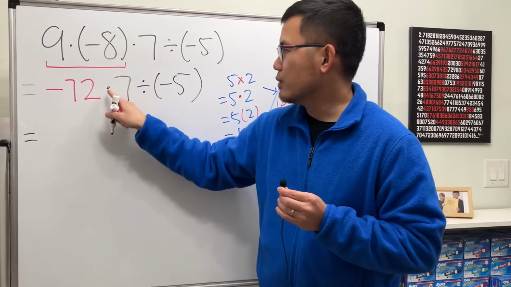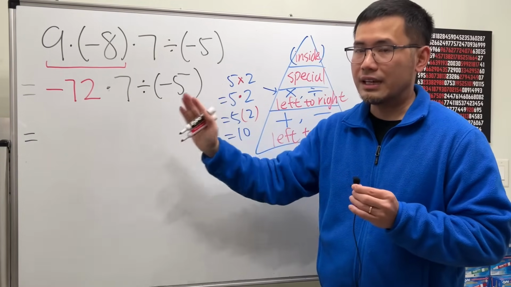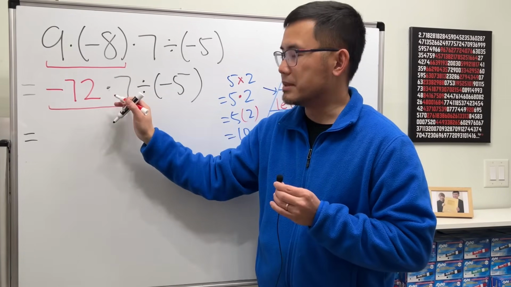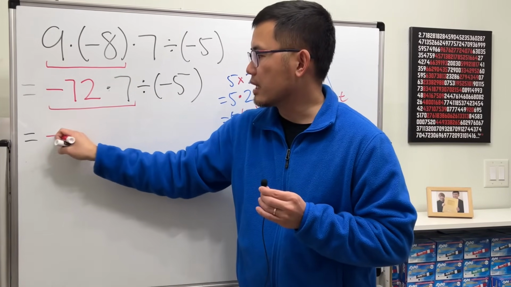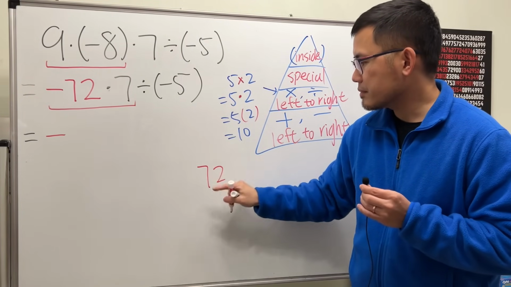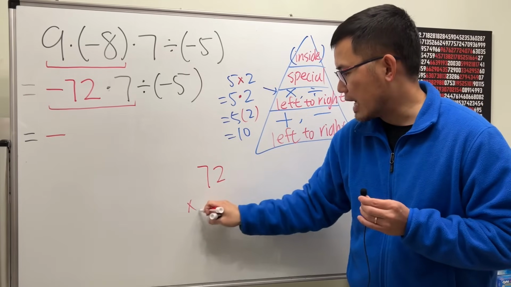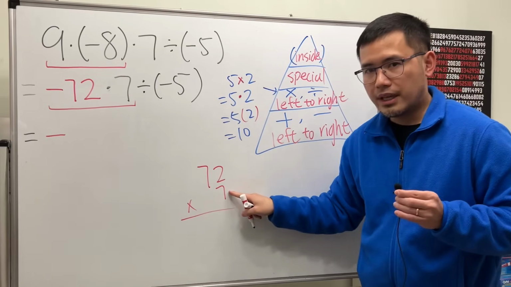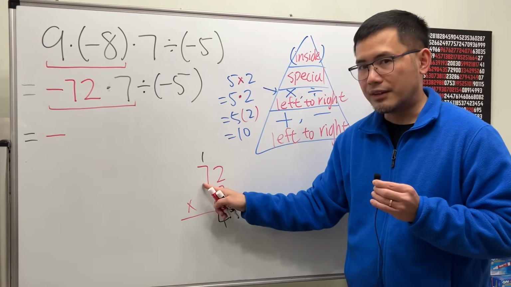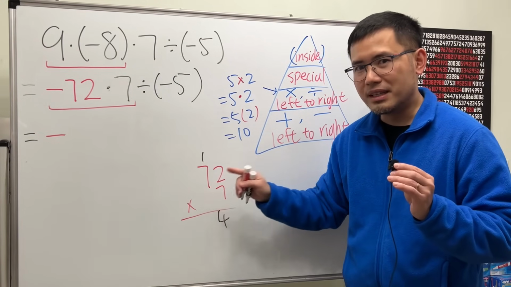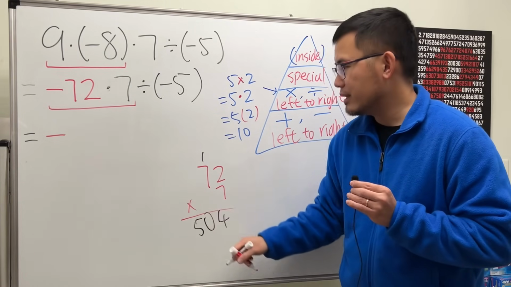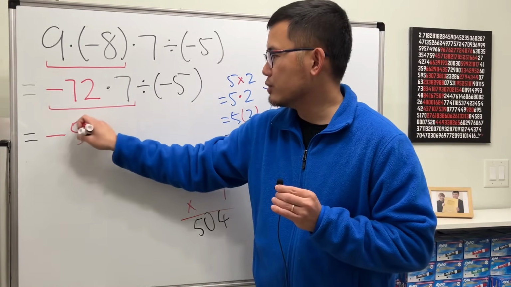Next, again, we have multiplication and division, proceed from left to right. So, -72 times 7, negative times positive, we get negative. And then for -72 times 7, let's do it on the side. Let me just write down 72 times 7. Okay, 7 times 2 is 14. And then 7 times 7, remember your times table, is 49. 49 plus 1, we get 50. So this right here is 504.